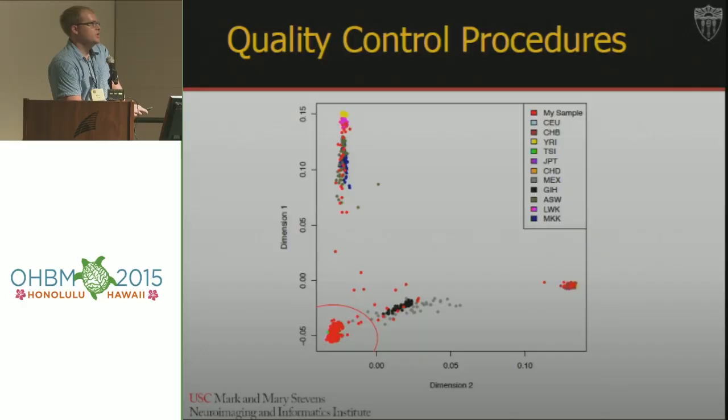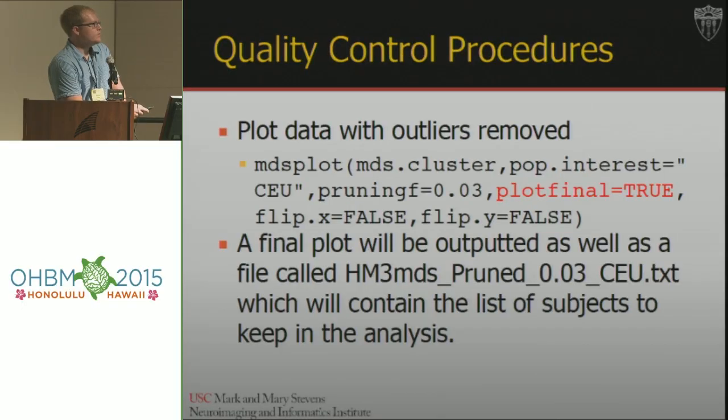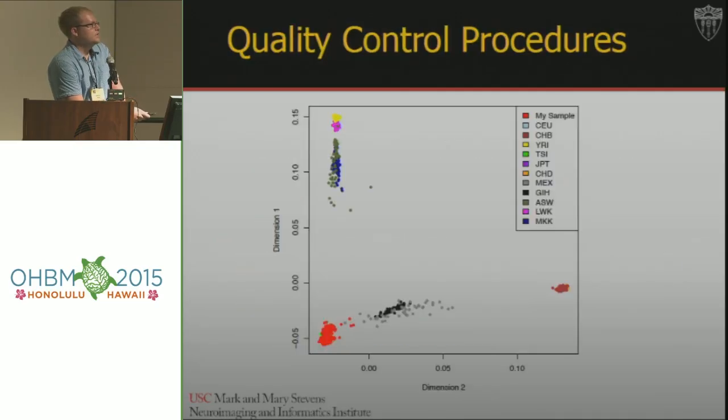One other thing to mention here: with the plot name, you set plot final equals true, and it'll output all of that, like I said. This is the parameter that you will change to expand or contract the circle, so it'll be more inclusive or less inclusive. After you do the plot final, you'll see that it now just leaves in the subjects that were inside of that circle before.